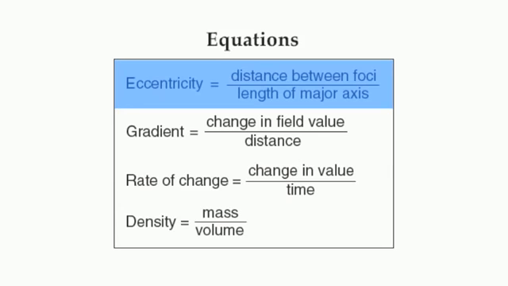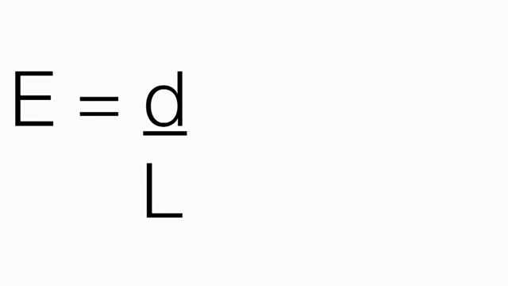Now most of the time you're going to measure a planet's eccentricity around the sun. So you're going to measure the distance between the focal points inside the ellipse, and you can divide it by the length of the major axis. So it's very important for you to set up your equation properly. It's going to look a little something like this. E equals d over L.